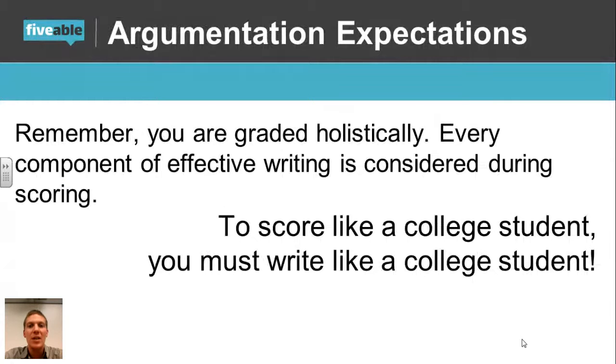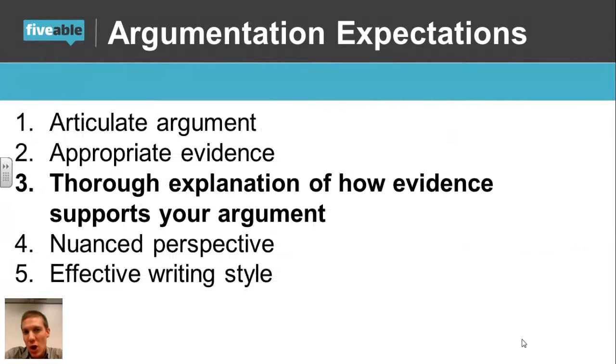That's where we're headed. So remember, you are graded holistically. Every component of effective writing is considered during scoring. You heard me say this at the very beginning tonight. To score like a college student, you must write like a college student. So yeah, having great thoughts is necessary, but I also have to translate them effectively into writing. So that's how I'm writing, not only what I'm saying, but how I'm saying it, and also how I'm organizing my thoughts. So here's our expectations for argumentation. Please remember this before we go any further.